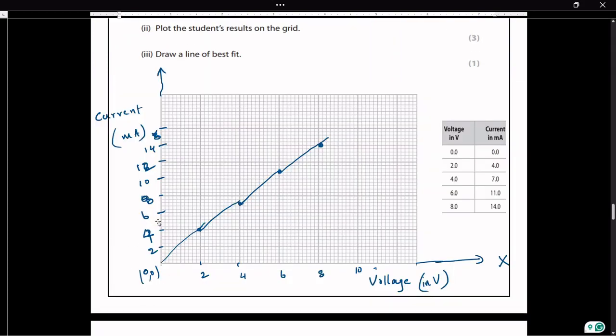And another thing you have to remember is, when you are plotting a graph, your graph should use more than half of the graph space.